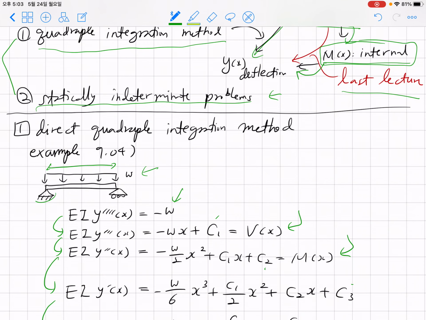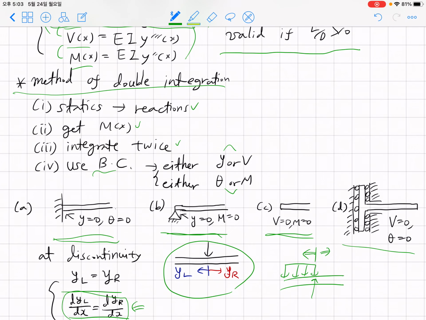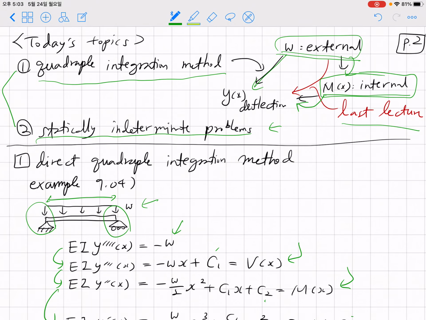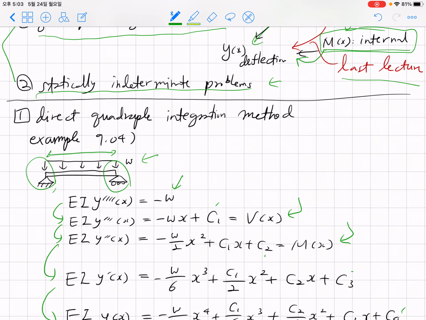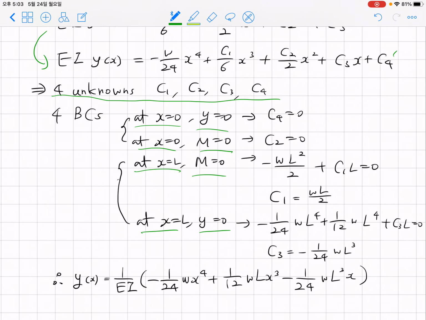Let's try to get 4 independent boundary conditions. We have 2 simply supported boundaries, and each simply supported boundary has 2 boundary conditions, y equals 0 and M equals 0. So the conditions we can find are y equals 0 and M equals 0 at the left hand, and y equals 0 and M equals 0 at the right hand. In mathematical form, at the left hand, x equals 0, y equals 0, M equals 0. At the right hand, at x equals L, M equals 0 and y equals 0. Out of these 4 independent conditions, we can find 4 unknowns.